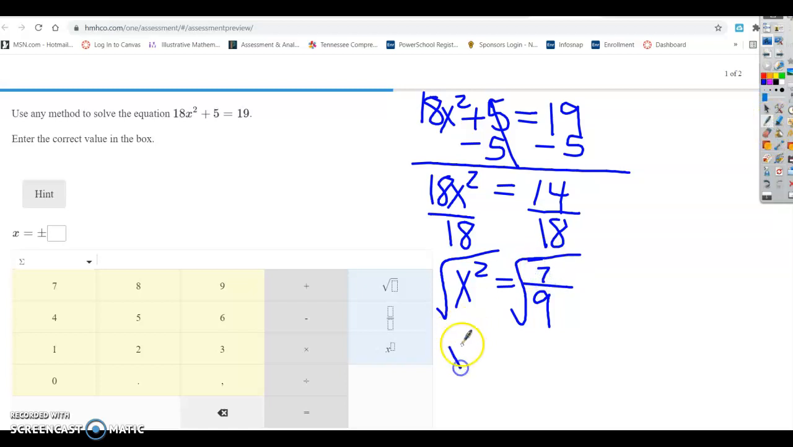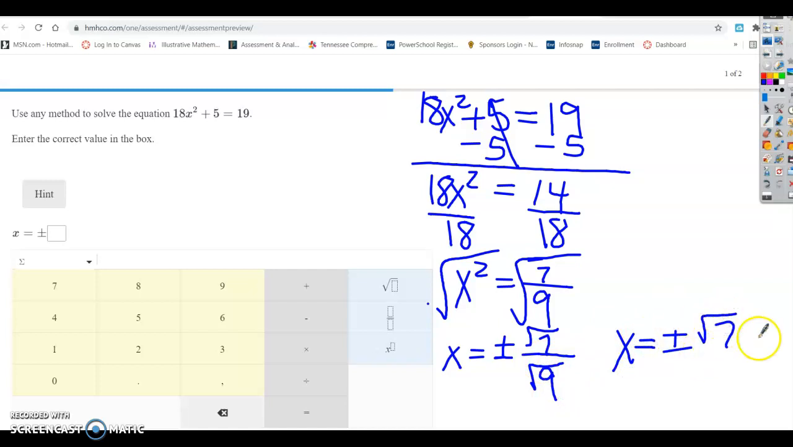So I've got x equals. Now, when I take the square root of an unknown, that could be a positive or a negative, because if you remember, 2 squared is 4, and negative 2 squared is also 4. So when we're taking the square root of an unknown, we don't know if that's a positive or a negative. So you can put the plus minus symbol here. And this is the same as square root of 7 over square root of 9, and x equals plus or minus.